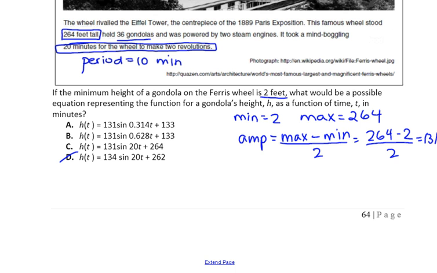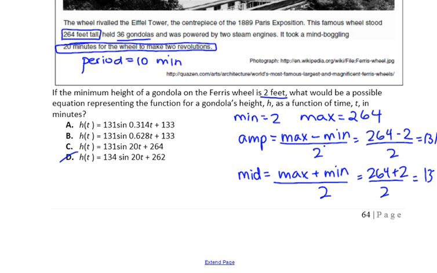Okay. What's my midline going to be? How do we get my midline? Which formula? Very similar to this guy. What's the difference? Plus. You're averaging, right? So max plus min over 2. So 264 plus 2 over 2. 266 is 133. Okay, so C is gone.